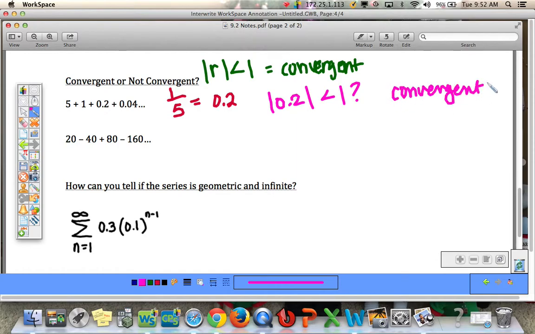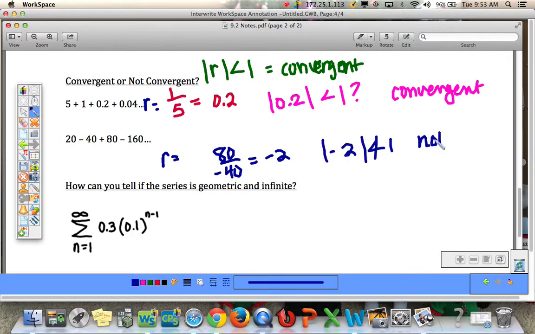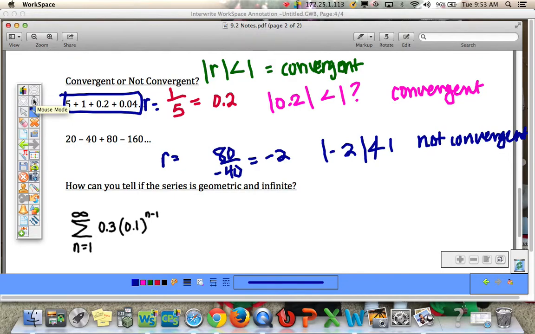What that means is we can use our sum formula and figure out what all of these sums would add up to. So let's try the next one. Figure out the ratio. Take any number, divide by the one before. 80 divided by negative 40 is negative 2. Is the absolute value of negative 2 less than 1? No, so it's not convergent. It would not have a limit. It would not add up to something, and you could not use the sum formula. So again, all these terms would add up to something because these numbers approach 0. But these numbers would not add up to something because the numbers keep going.